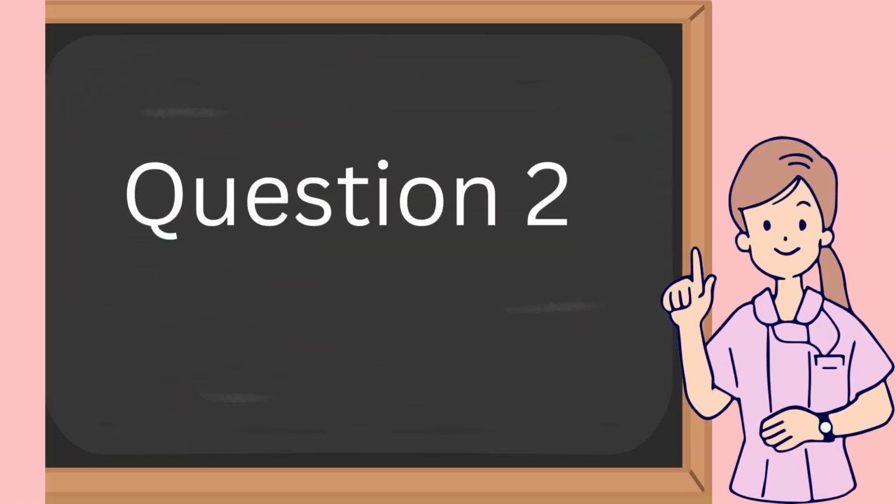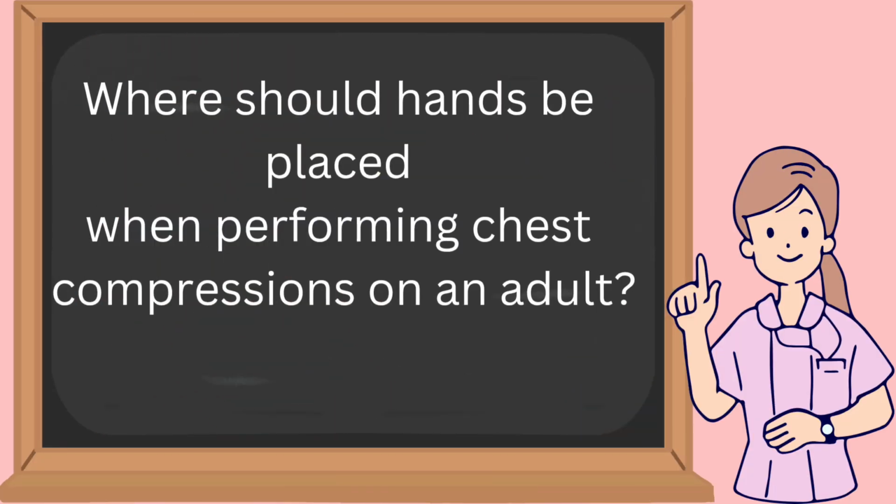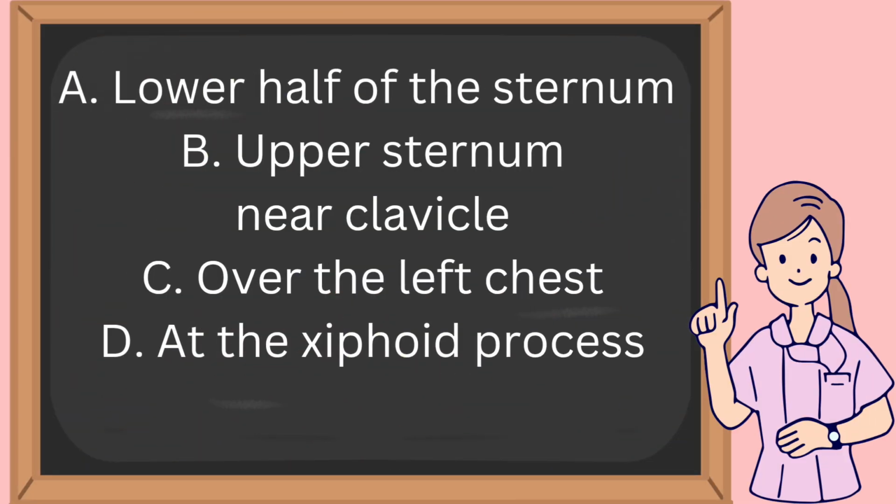Question 2. Where should hands be placed when performing chest compressions on an adult? Option A. Lower half of the sternum. Option B. Upper sternum near clavicle. Option C. Over the left chest. Option D. At the xiphoid process.